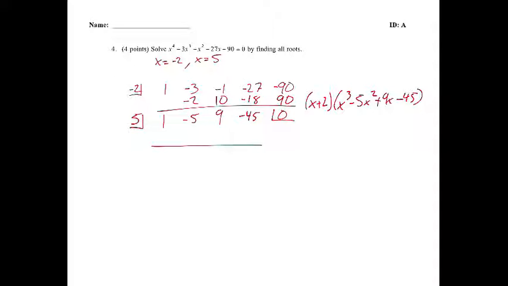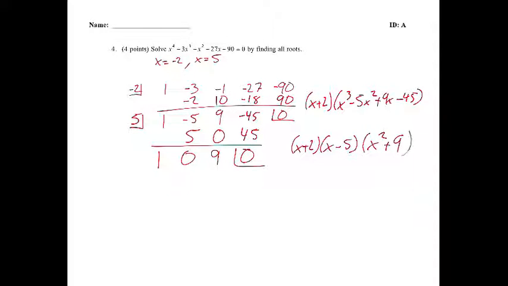So factoring out x equals 5, drop that 1, multiply it by 5, that gives us 5. Add those together, you get 0. 0 times 5 is 0. 9 plus 0 is 9. Multiply that by 5, we get 45. Add those together, you get 0. So we already factored out x plus 2. We just factored out x equals 5, which means our factor is x minus 5. And we're left with x squared plus 9.